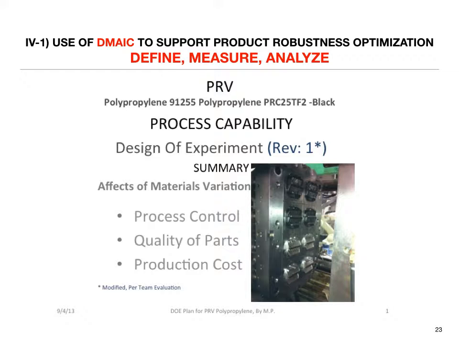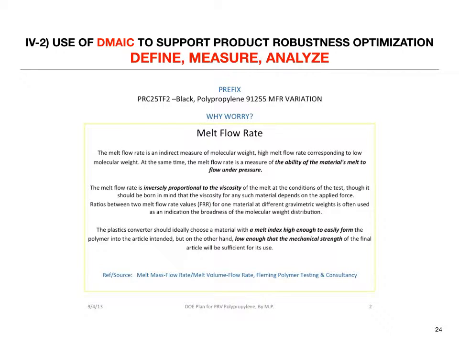The first thing I had to convince them of was running the design of experiment. Second was replacing the material. Fortunately, design of experiment proved clearly that we needed to change our material. Basically, the reason was melt flow rate.